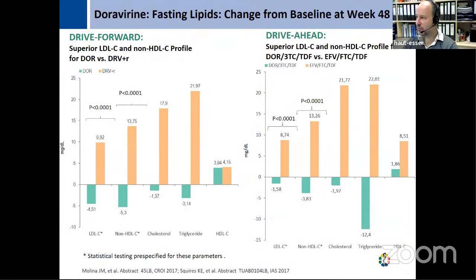The profile of the fasting lipids was much better for Doravirine compared to boosted darunavir. As we know from protease inhibitors, they can cause higher lipids compared to other drugs, but also efavirenz has some lipid problems, and so you see a more favorable lipid profile for Doravirine in these trials.